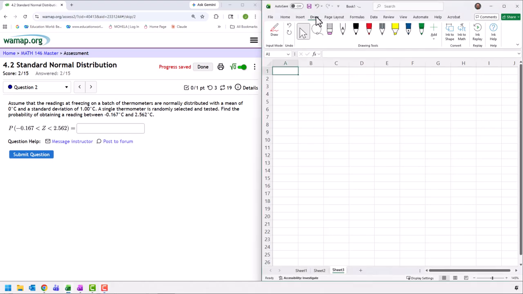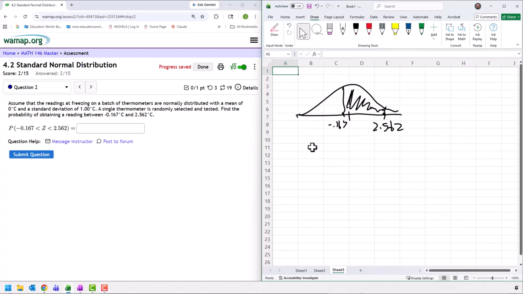So again, we're kind of stressing drawing a picture, so I'm going to do that here. And again, we just kind of want to have a general understanding of what's happening, so don't sweat it if your picture is not perfect. Anyway, there's our standard normal distribution. And we have a negative 0.167, which would be over here to the left a little bit. Negative 0.167, that's probably even a little too far. And then 2.562, somewhere over here. And what we're doing here is we're finding the probability of getting a number in there. So there's our picture. Now to do some work.